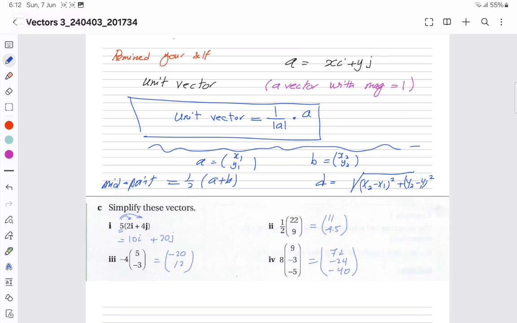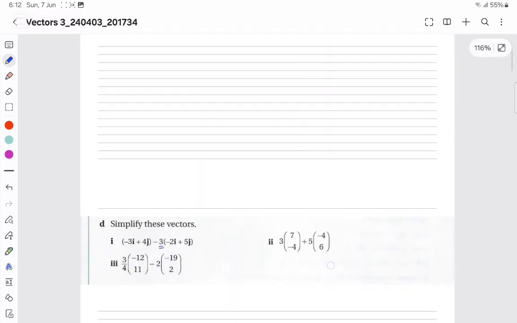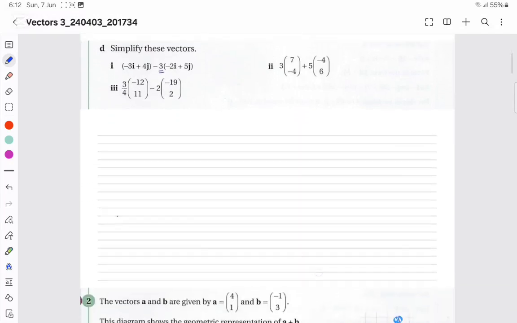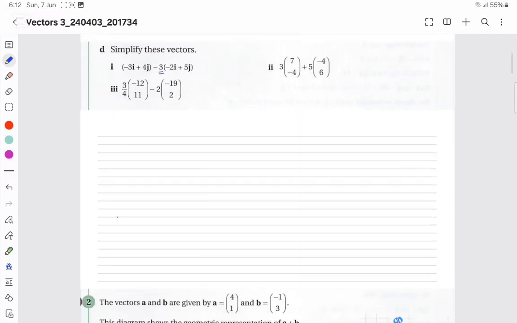Don't forget that. It's simplifying like we did before. In this question, I have here 3. First of all, we expand that 3 by every term. So letter I, it will be negative 3i plus 4j. Leave negative. Then expand 3 by every term.